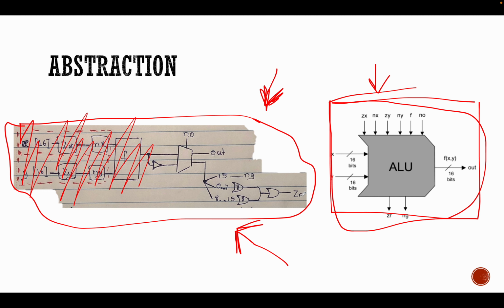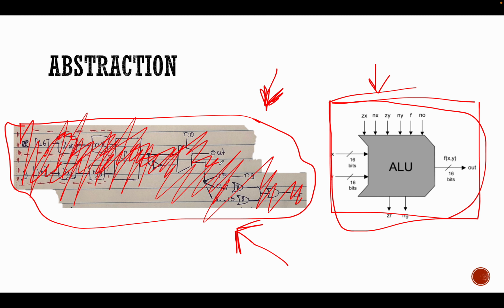So for now, hopefully you can understand how the ALU works and how the abstraction covers up all the logic gates that are happening inside the ALU. If you understand the logic gates and what's happening inside it, then you will understand how it works, and you'll get a better understanding of it.